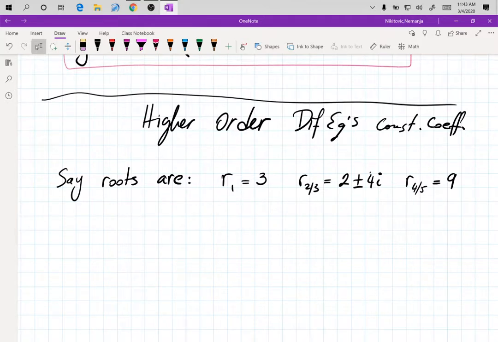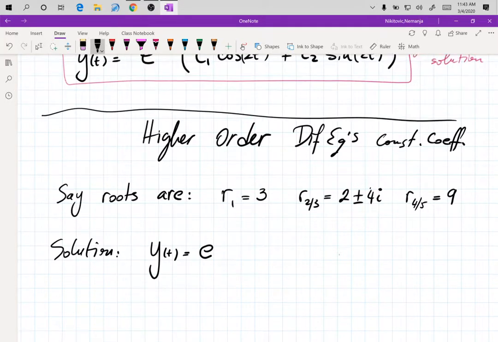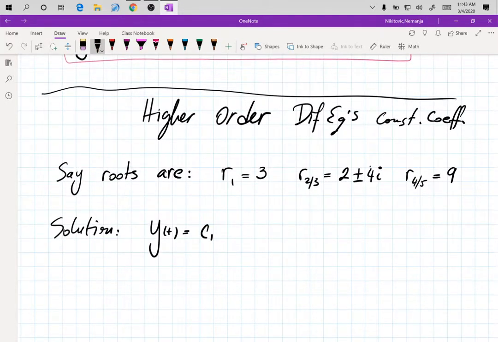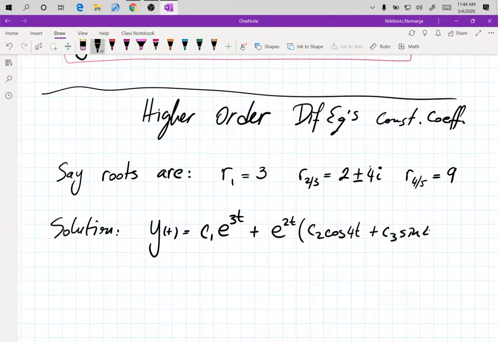So, what is the solution here? Well, immediately we write the solution. Y of t equals C1 e to the 3t. So that is your R1 solution. Plus e to the 2t times C2 cosine 4t plus C3 sine 4t. And that's the solutions from the complex.